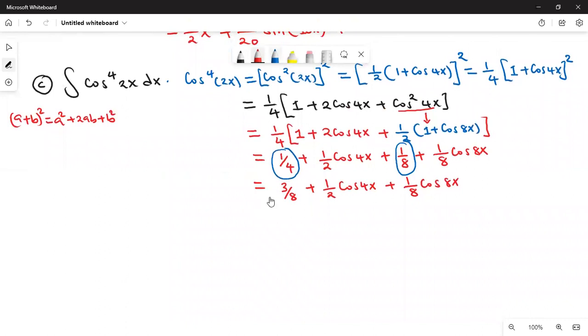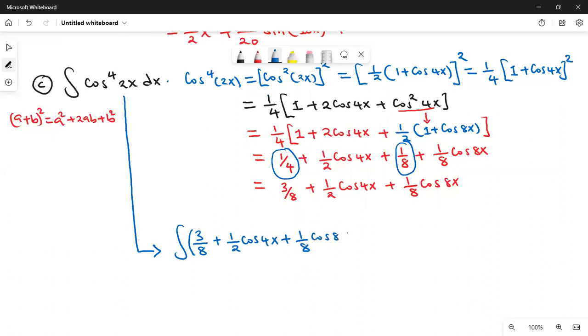Let's go back to our integral. So now this integral can now be written as the integral of 3 over 8 plus 1 over 2 cos 4x plus 1 over 8 cosine of 8x dx, which when you integrate term by term, you are going to get 3 over 8 x plus 1 over 2 times sine 4x over 4, then plus 1 over 8 times another sine of 8x over 8 plus a constant c.